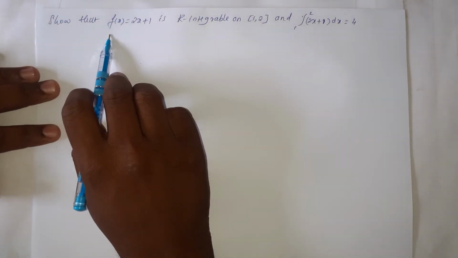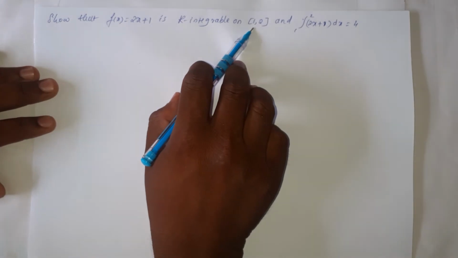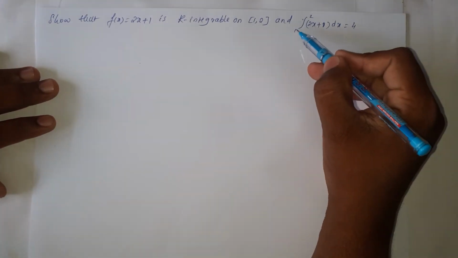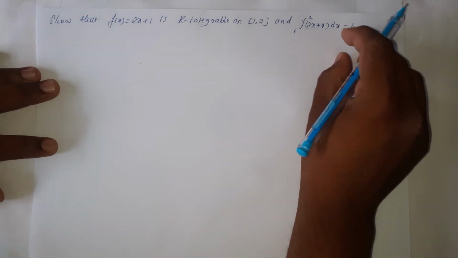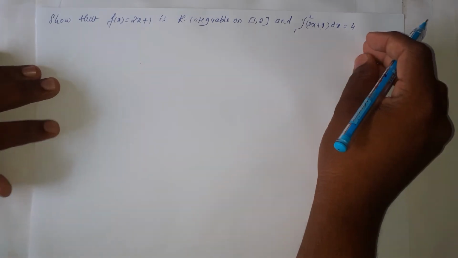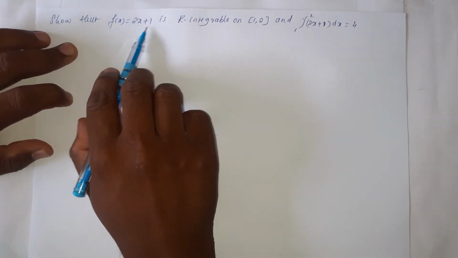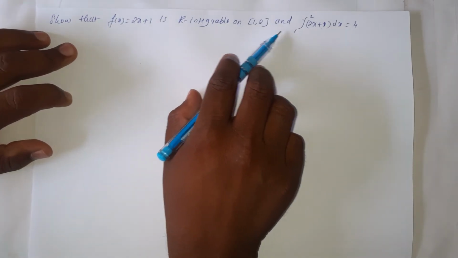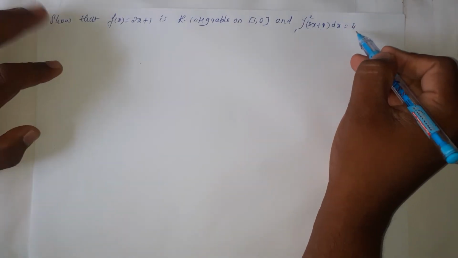The next example is: show that f of x equal to 2x plus 1 is R integrable on the interval [1,2], and the integral from 1 to 2 of (2x plus 1) dx is equal to 4. It is similar to the previous example. Here also we need to prove that the given function f of x equal to 2x plus 1 is R integrable in the closed interval [1,2], and that the common value of that integral is equal to 4.